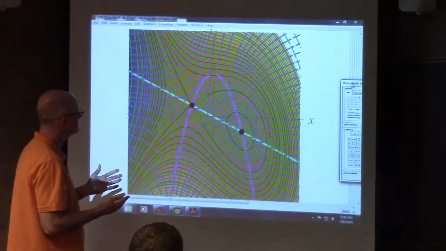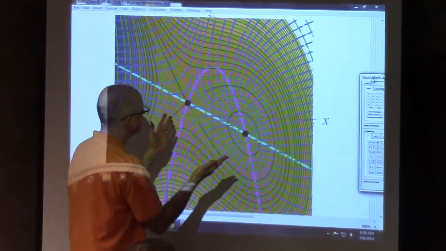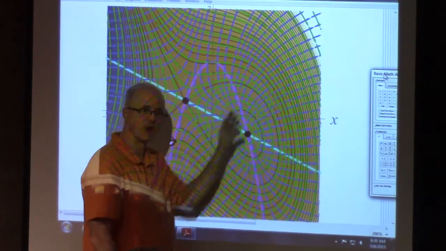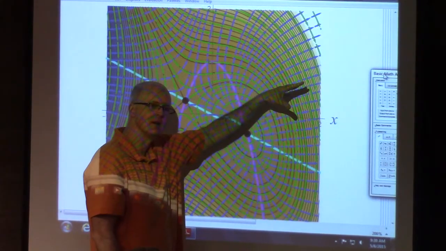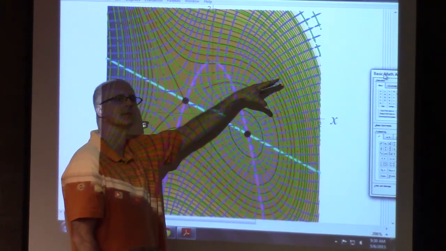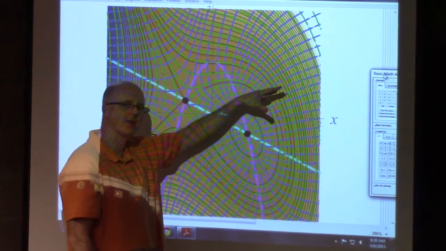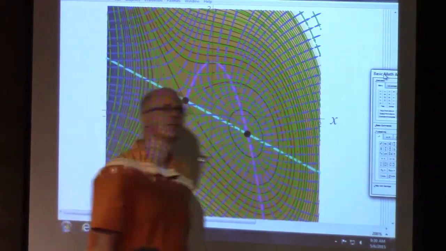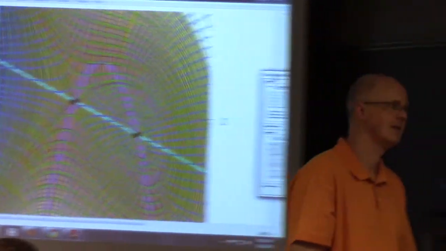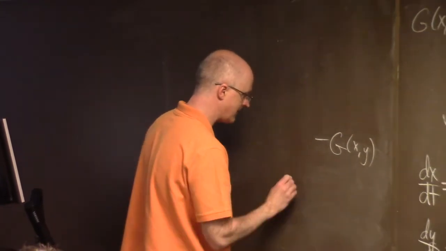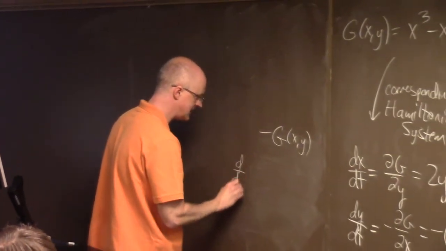You're traveling perpendicular to the level curves from low values to high values, from dark to light. In other words, capital G is increasing along solution curves. Lyapunov functions decrease along solution curves, so it should make sense if you just change the sign, put a negative sign out in front of capital G, that should be a Lyapunov function. You can confirm that with a derivative calculation, once again using the chain rule.